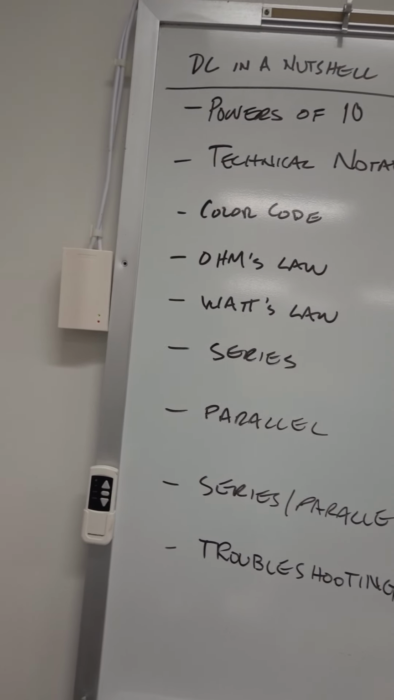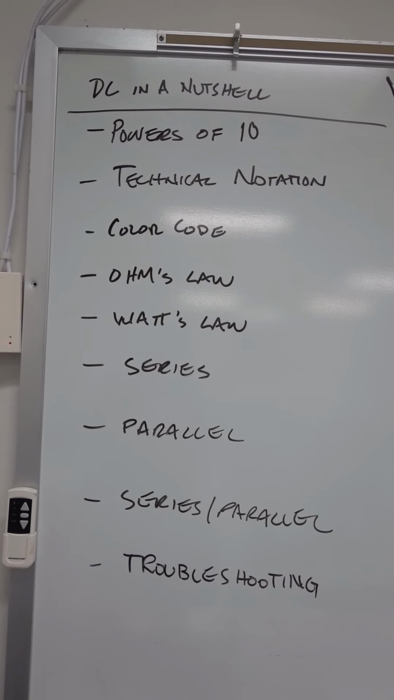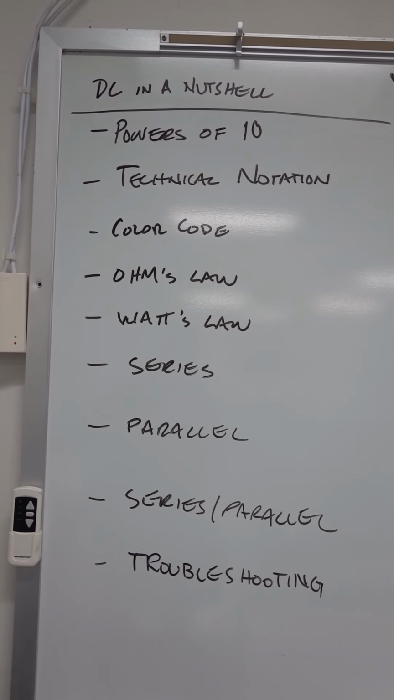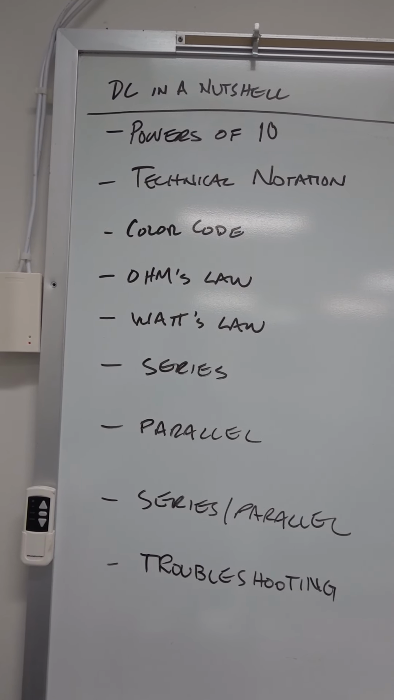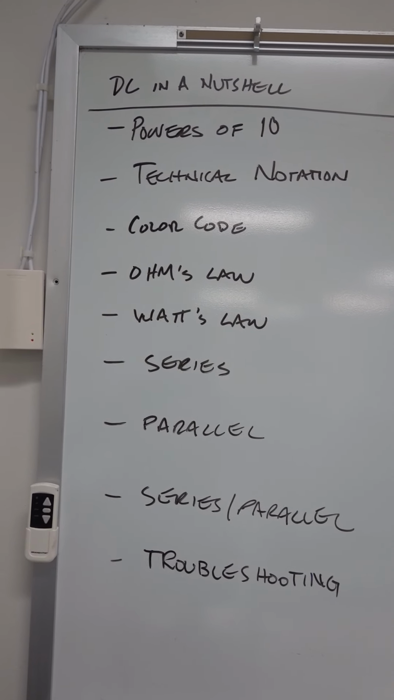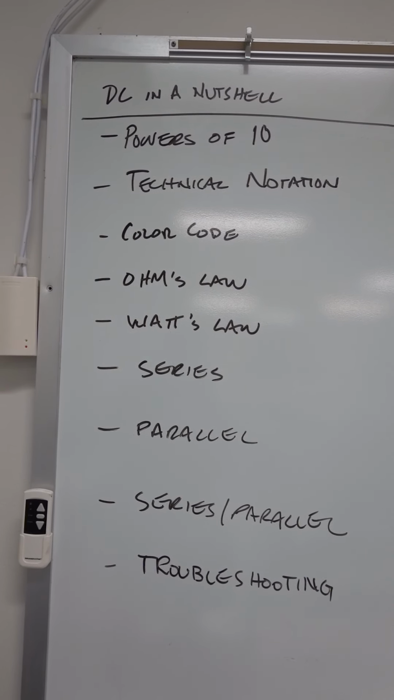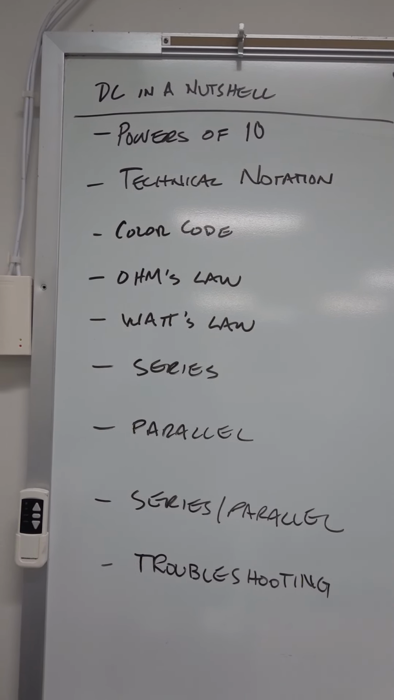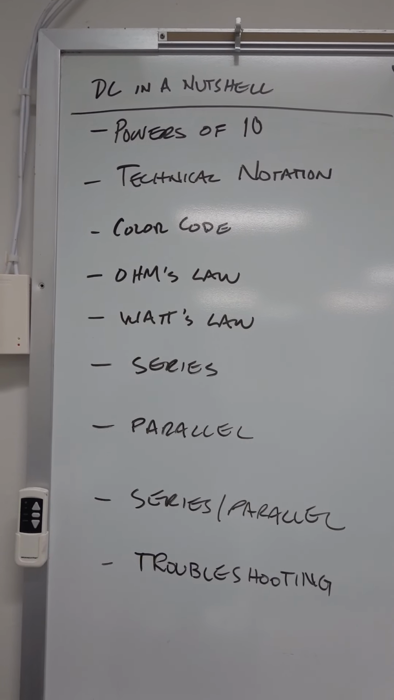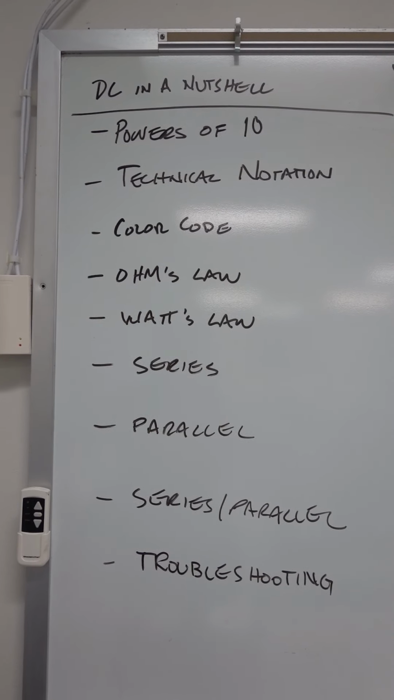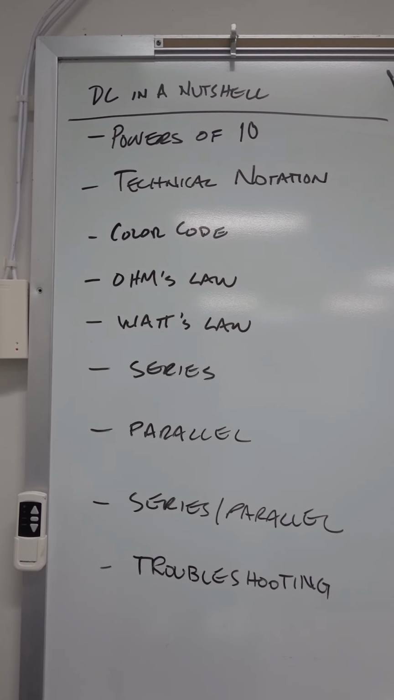If I were to do DC electronics in a nutshell, this is what it would look like. We would talk about the powers of 10, scientific notation, color code, Ohm's law, Watt's law, and then we would get into circuitry or circuit analysis, specifically series circuits, parallel circuits, series-parallel circuits, and then troubleshooting amongst all those types of things. So that's the roadmap. That's our itinerary for the next hour or so. Probably will spend maybe 15-20 minutes on this part 1 and then go to part 2.